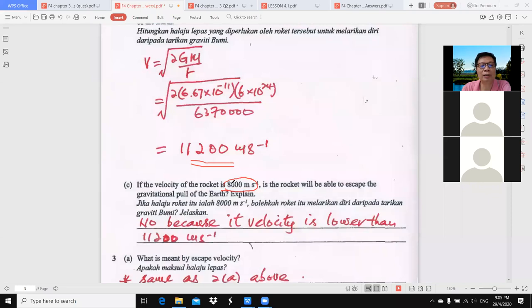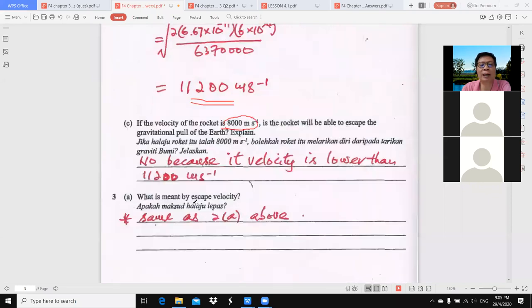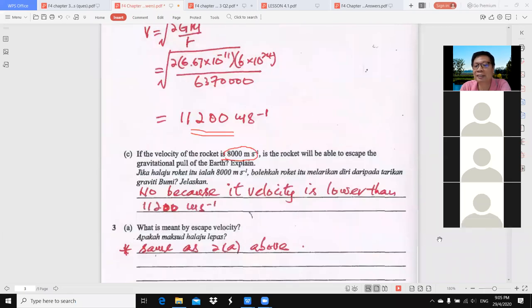Question number three. What is meant by escape velocity? Same answer, escape velocity. Okay, now let me ask someone, see whether I can answer or not. Carmen, okay, Carmen, where are you? Are you there, Carmen? Carmen, please answer me. Yes, sir. Carmen, can you tell me what is escape velocity? What is escape velocity, Carmen?